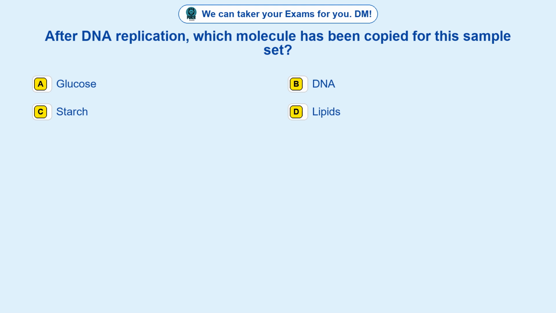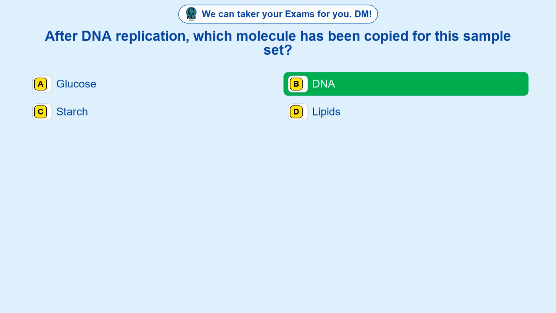Question 3. After DNA replication, which molecule has been copied for the sample set? Option A, glucose. Option B, DNA. Option C, starch. Option D, lipids. The correct answer is option B, DNA.